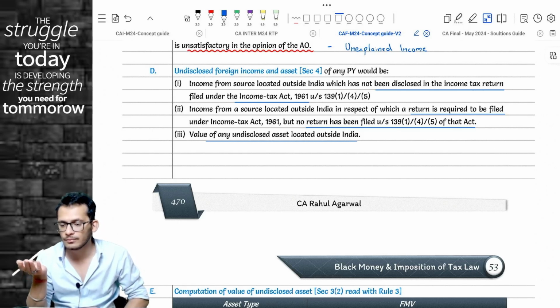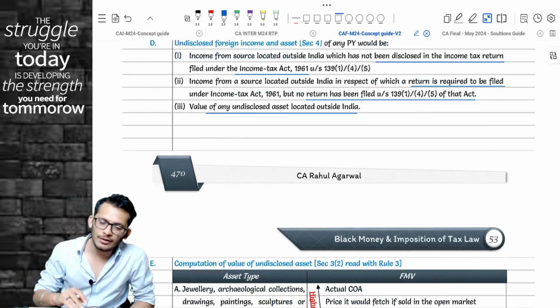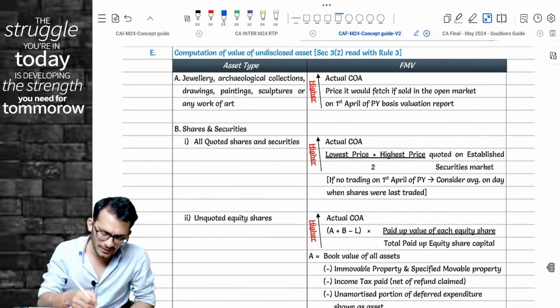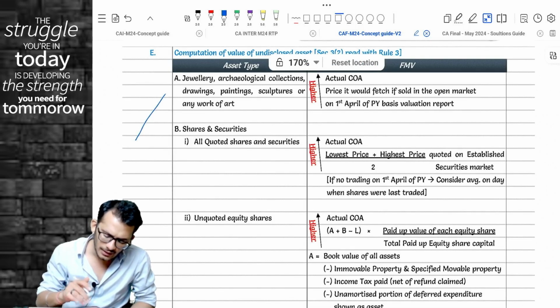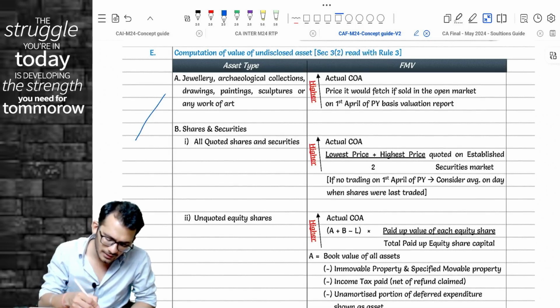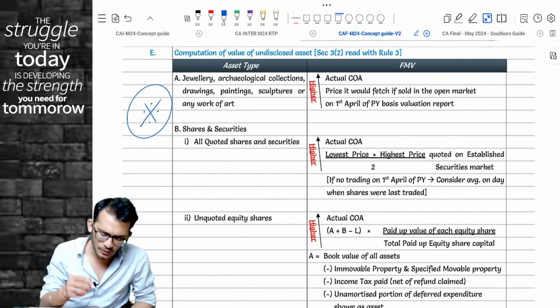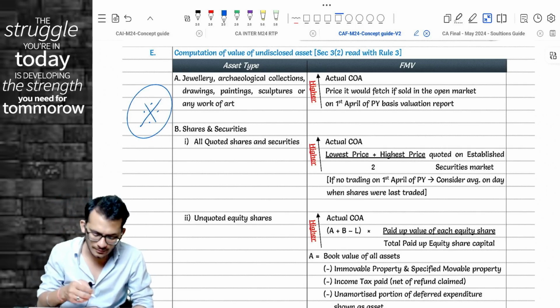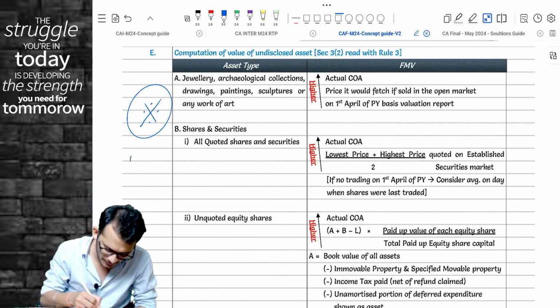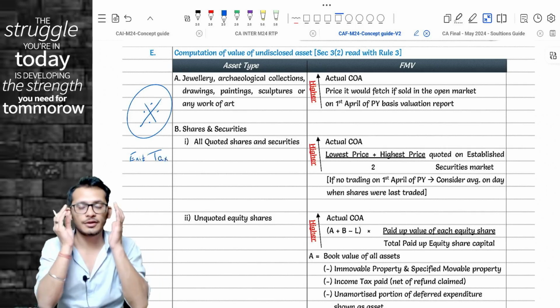Yes, you need to know the value, which is the next thing that is most important from the exam perspective. How do you decide what you mean by a value when it comes to an asset? I'll give you a small hint. This section is almost similar to your chapter of exit tax.